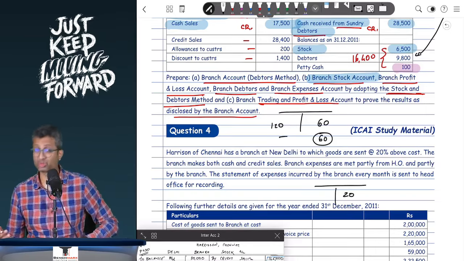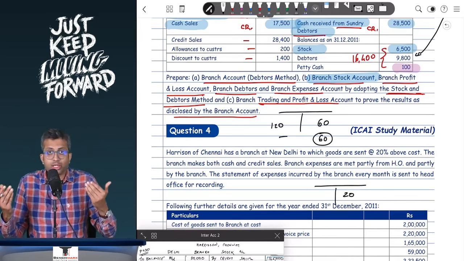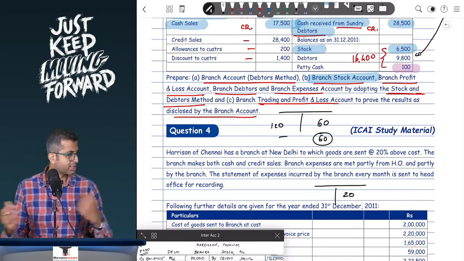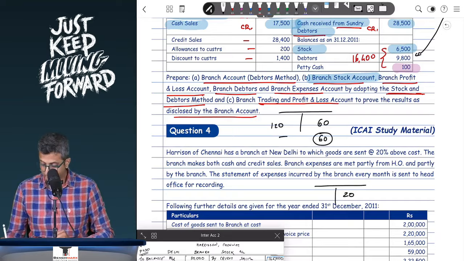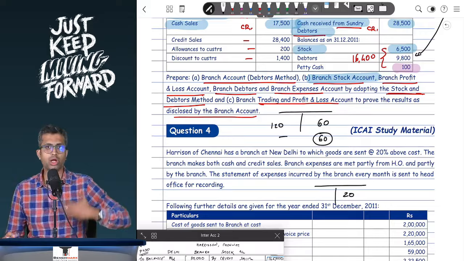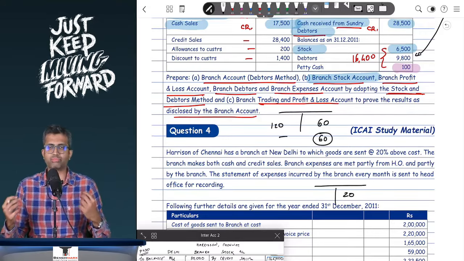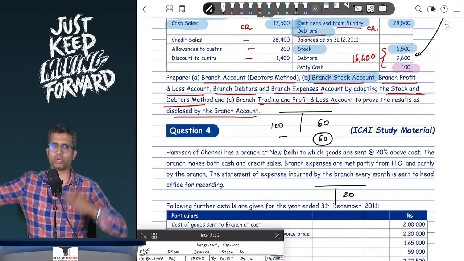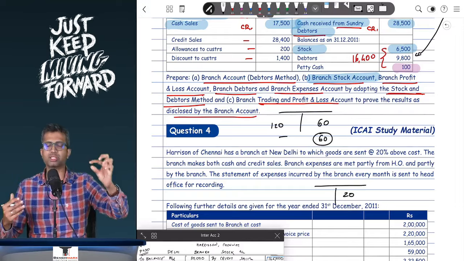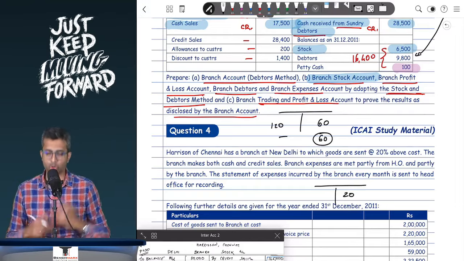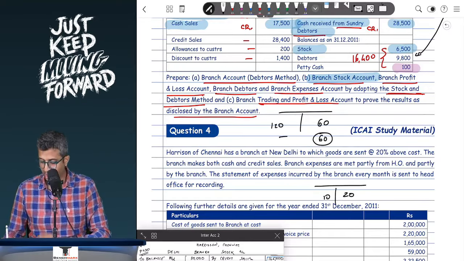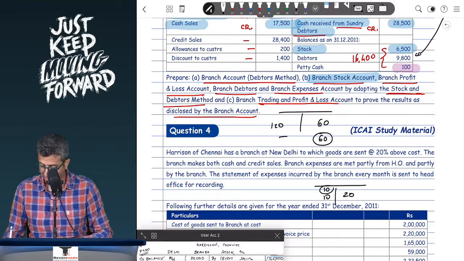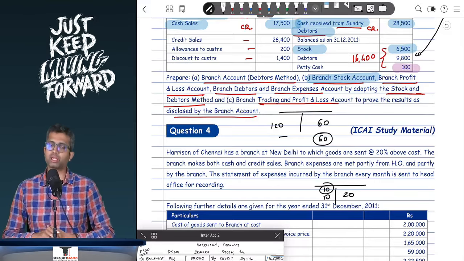However, it appears that 20 is a profit, but out of this 20, not the entire profit is realized. Half of this is realized, half of this is unrealized, and hence you create a stock reserve. So you will say out of this 60, 60 is equivalent to 120, that is 100 plus 20. So if 60 is 120, then 20 is how much? What is the unrealized profit? That is 10. So this will be stock reserve, and after that whatever is left over is to be taken as the profit.